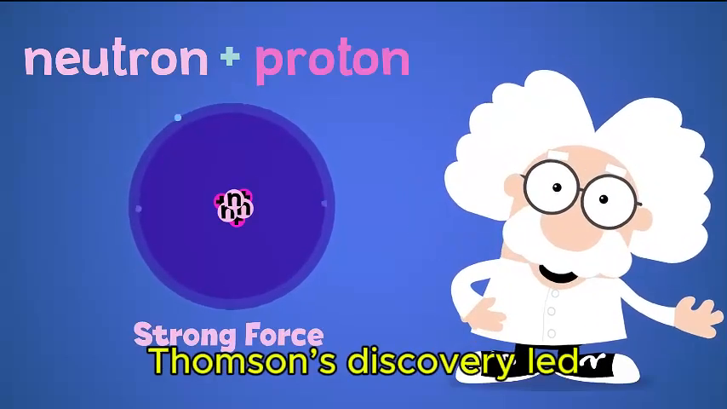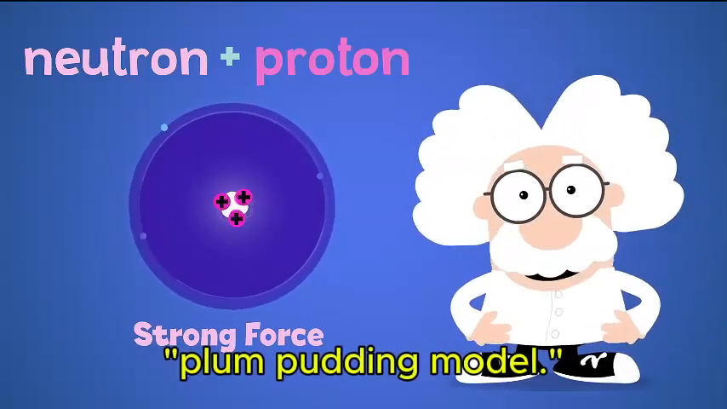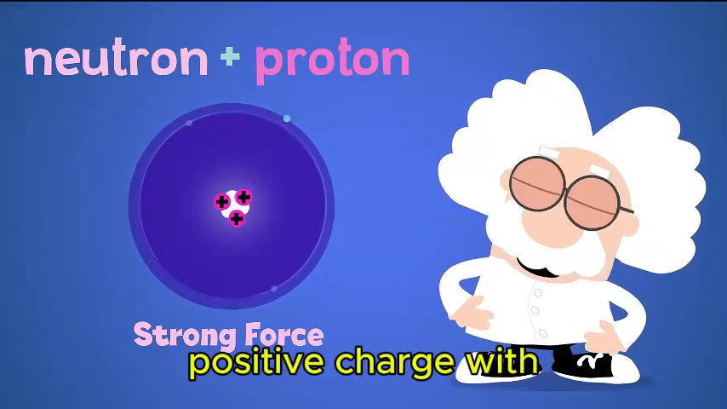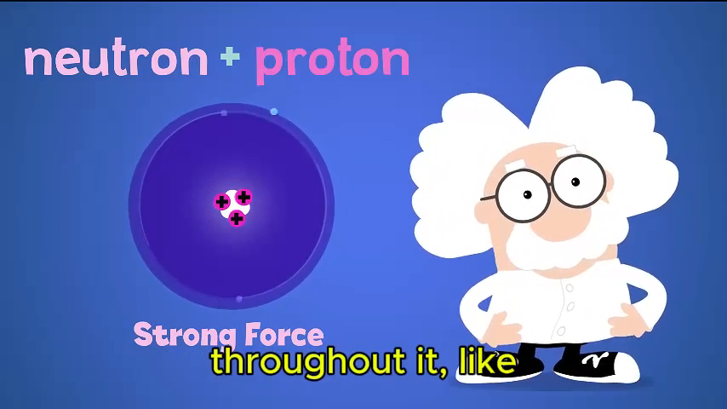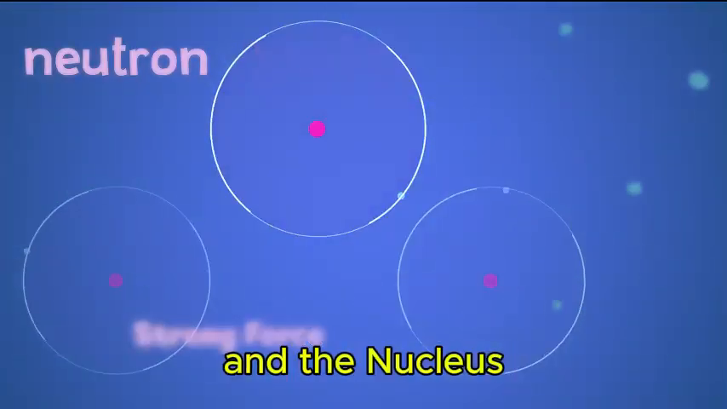Thomson's discovery led to a new model of the atom, often called the plum pudding model. In this model, the atom was imagined as a ball of positive charge with electrons scattered throughout it, like raisins in a plum pudding.